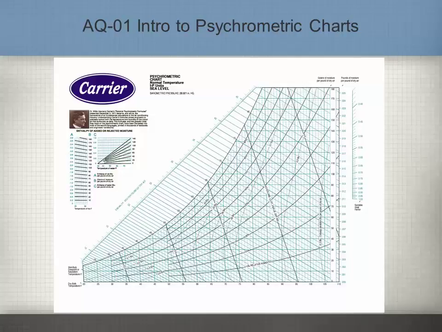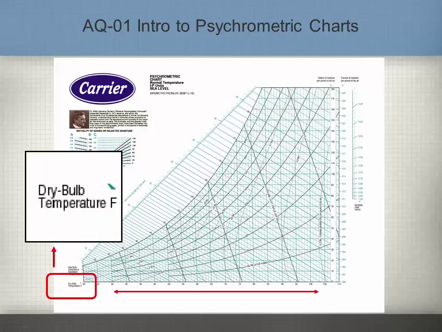Here we see the modern psychometric chart. As stated earlier, from this chart we can plot the values of the other measures associated with air quality. Let's start with the dry bulb temperature. This value is located at the bottom of the chart. Notice that at the lower left we have an identification box stating dry bulb temperature. The dry bulb temperature increases in value on the bottom scale from left to the right.